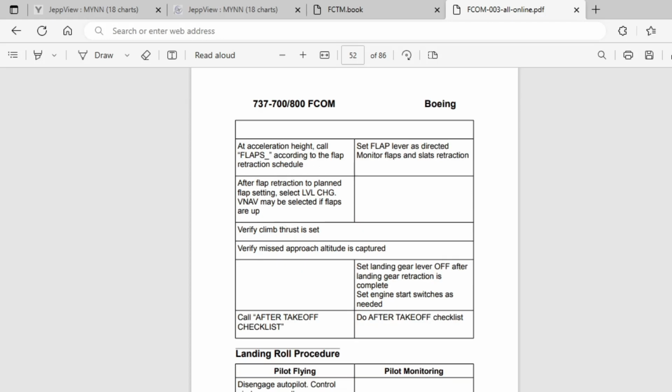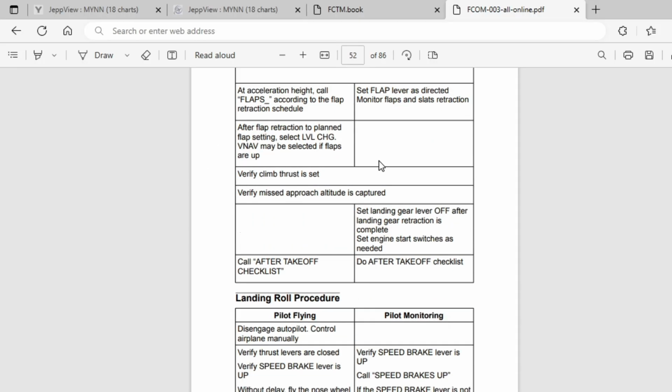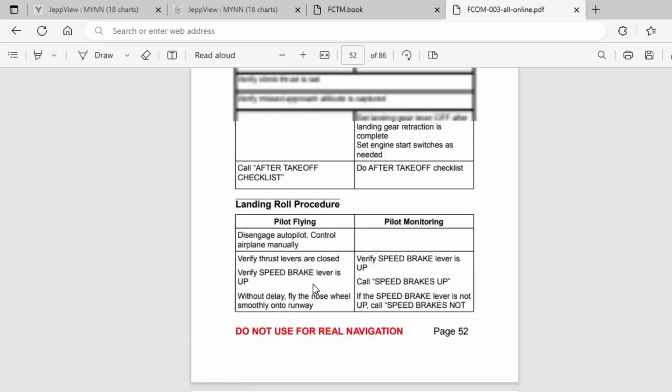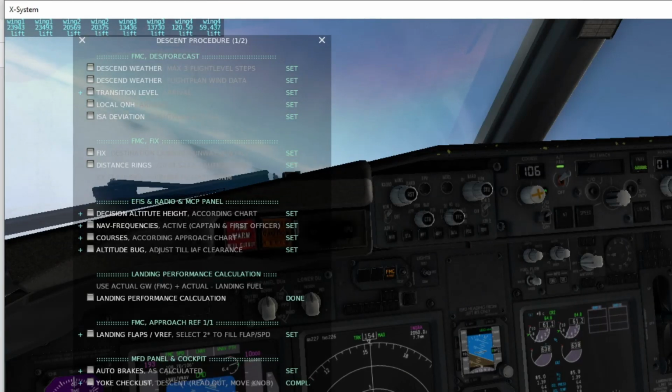After the flap retraction, select level change. You can engage VNAV after the flaps are up. Verify climb thrust is set. Verify missed approach altitude is captured, and then put the landing gear lever off. Set the engine start switches as needed, and then do the after takeoff checklist, and then you come back in and land again.